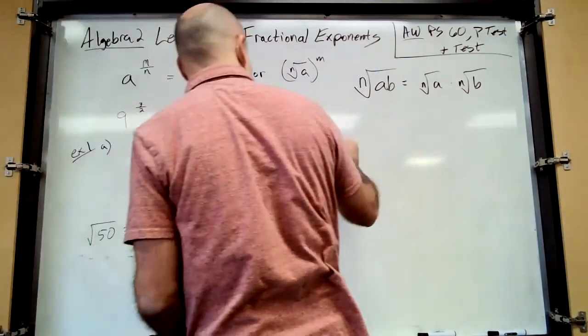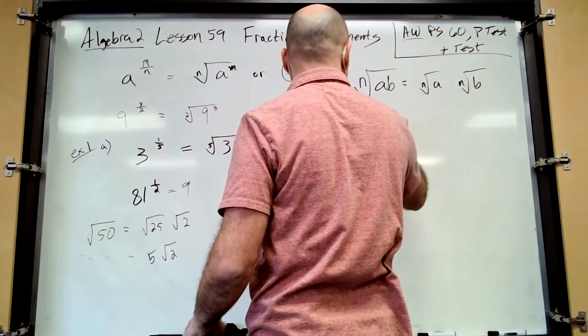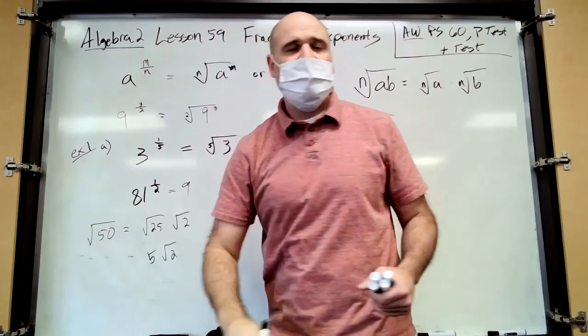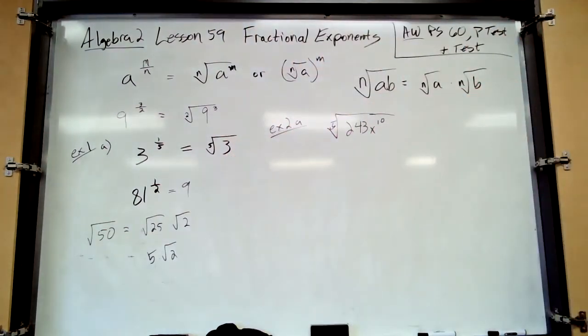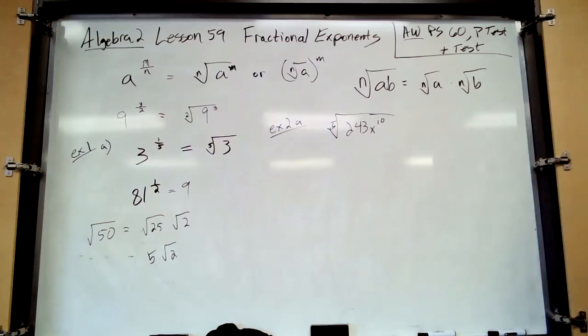Fifth root of 243x to the 10th. Okay? So with square roots, we were looking for squares inside of the radical, right? So now we're not looking for squares. We're looking for fifth powers. All right? Now there's only a couple fifth powers that are even underneath 243, let alone go into 243.